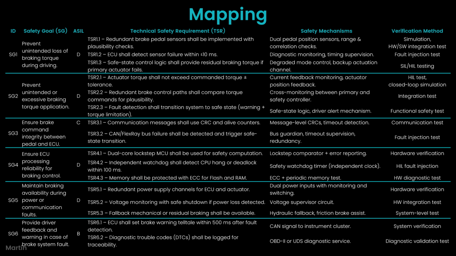In summary, here are some examples showing how safety goals, safety requirements, and safety mechanisms map to corresponding verification methods. Please feel free to pause and review them.